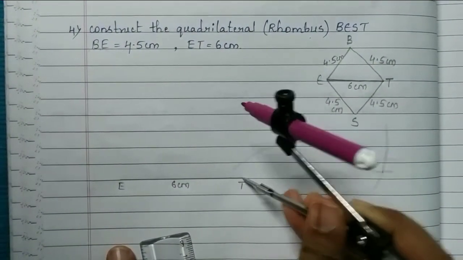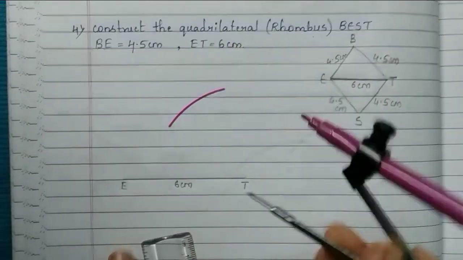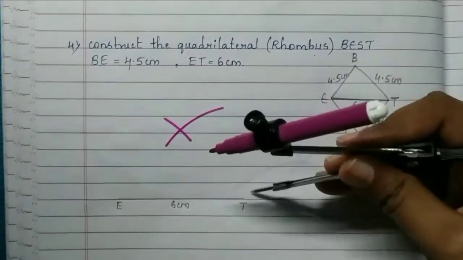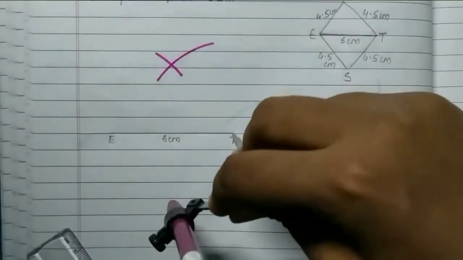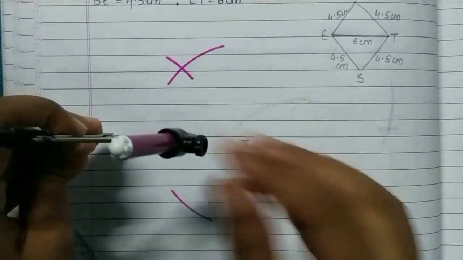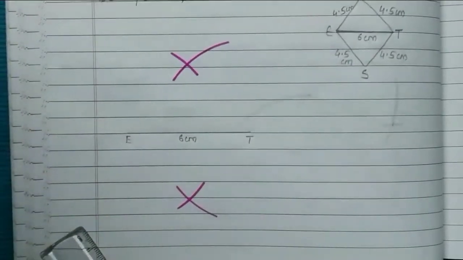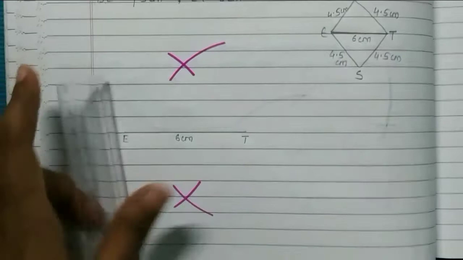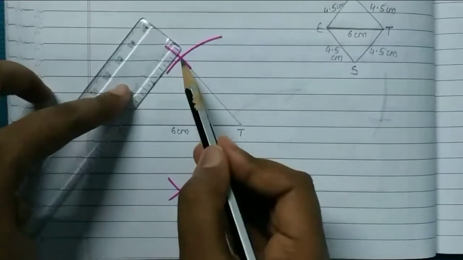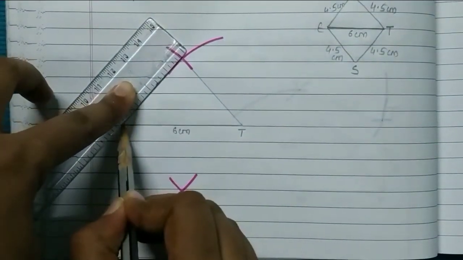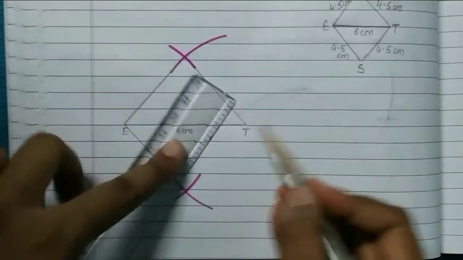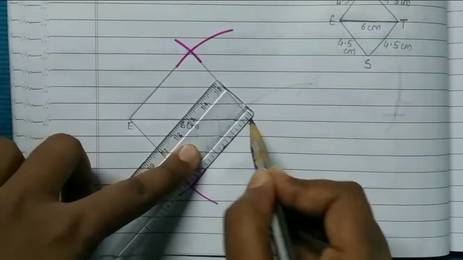So what we have to do, keeping on point T, cut an arc here. Similarly, keeping on point E, cut an arc here. Okay, similarly downside, cut an arc here. Similarly, keeping on E at this point, cut an arc here. Okay, now join all the points. As you can see here, we have to join this point. We have to join this point. Similarly, the down part. Okay. And here also we have to join the last part.